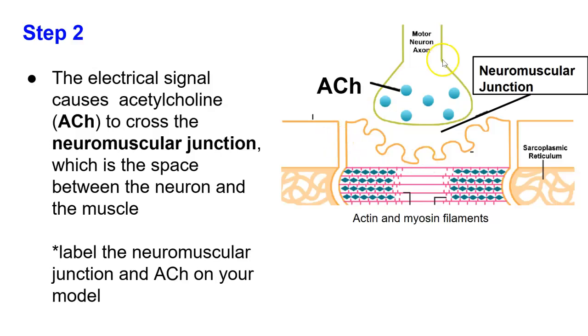So once we get the electrical signal sent, okay, here we are just representing the end of our axon terminals. Once the electrical signal gets to the end, it triggers this acetylcholine, ACH, to be released, and it crosses this neuromuscular junction. So the ACH is important because it can cross where other things can't. So this is a chemical and it can cross those junctions.